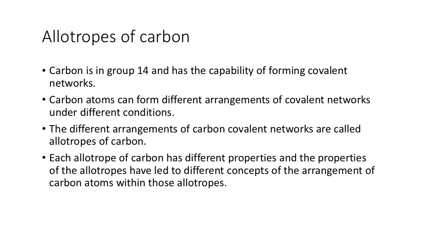Okay, so allotropes of carbon. Carbon is in group 14, and as we said, group 14 is generally capable of forming covalent networks well because they have a bonding capacity of 4, which means it can form 4 single bonds, which means it can do lots of cool stuff. They can form different arrangements of covalent networks under different conditions, and these different arrangements of carbon covalent networks are called allotropes of carbon. Those are the different arrangements.